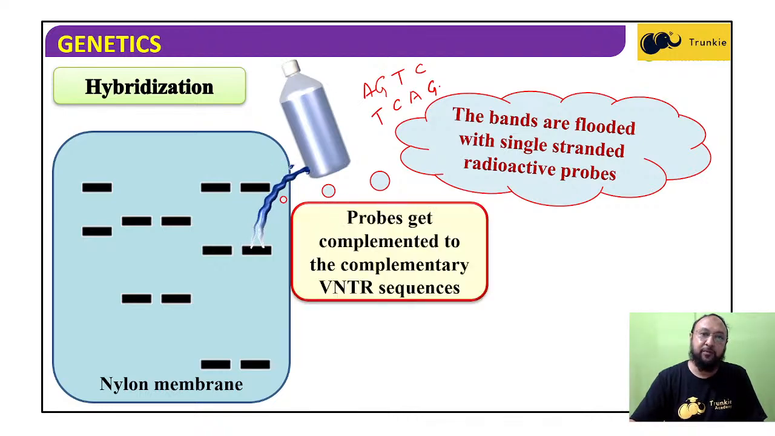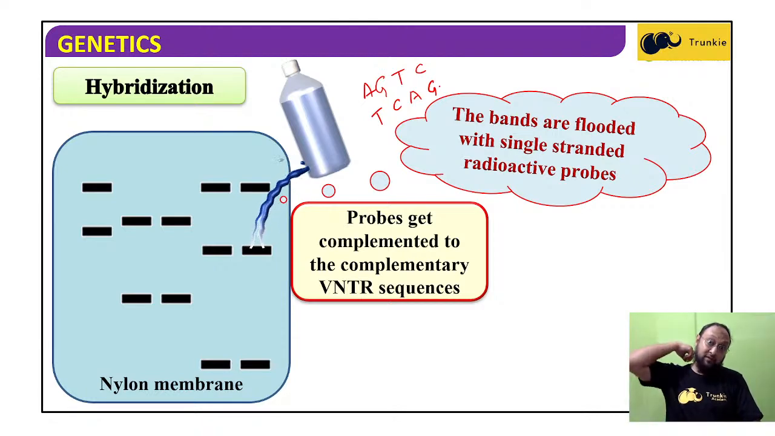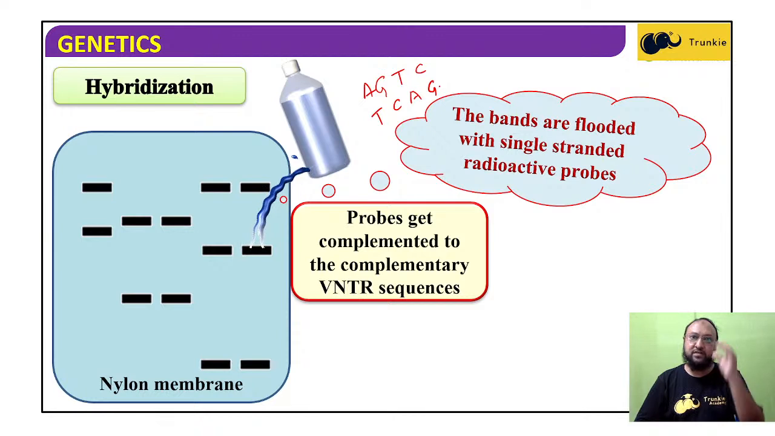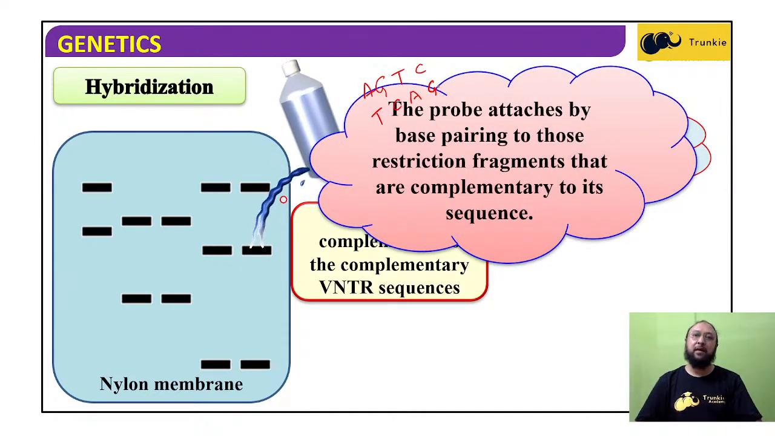For example, probes get complemented to the complementary DNA sequence. As I told you, if this is AGTC, then we will provide a TCAG with radioactive substance, so that the bases are formed with the radioactive substance. Since it will radiate and shine on the radioactive plate, we will get the plate. Now the probe attaches by base pairing to those restriction fragments that are complementary to its sequence.